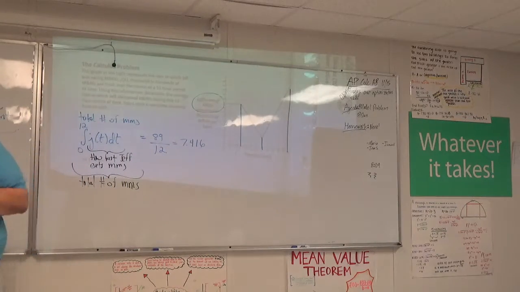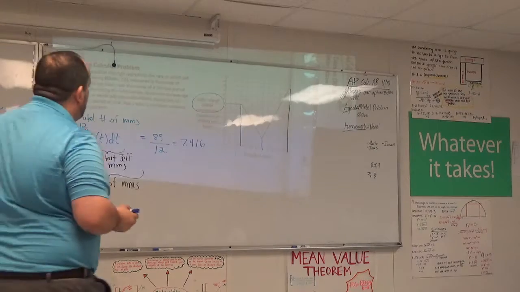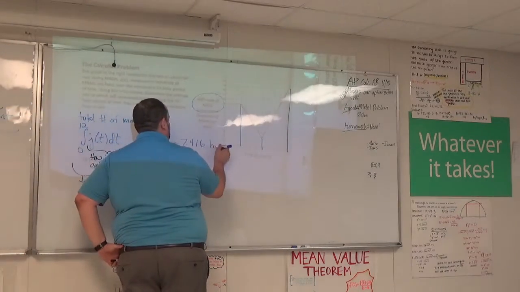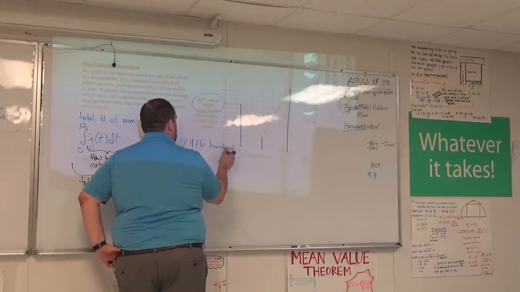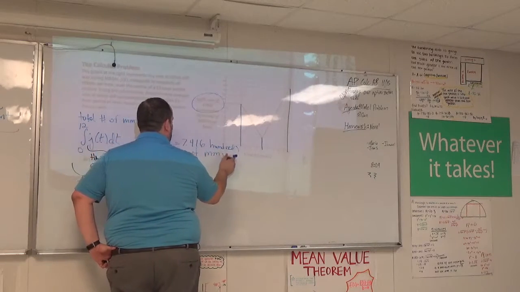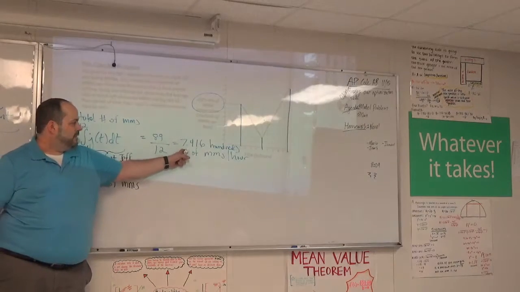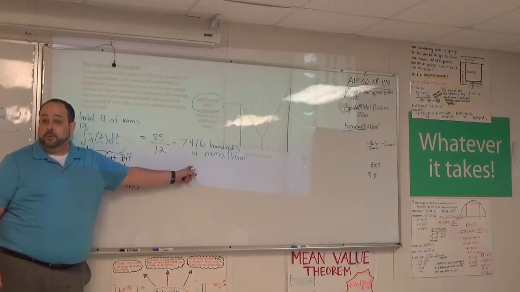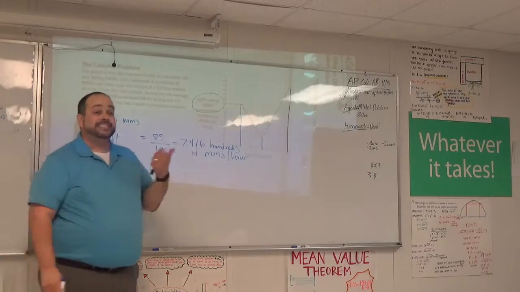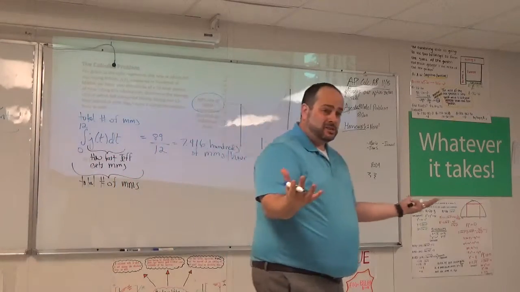416 M&Ms... hundreds of M&Ms per hour. You have to get the units right. So, hundreds of M&Ms per hour. This last one is fiction. No, he was not eating 7.416 hundreds of M&Ms per hour. But I need the full sentence, that full explanation.